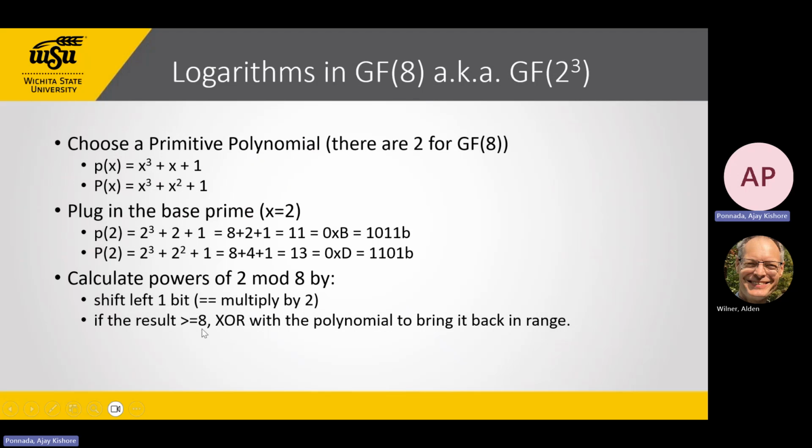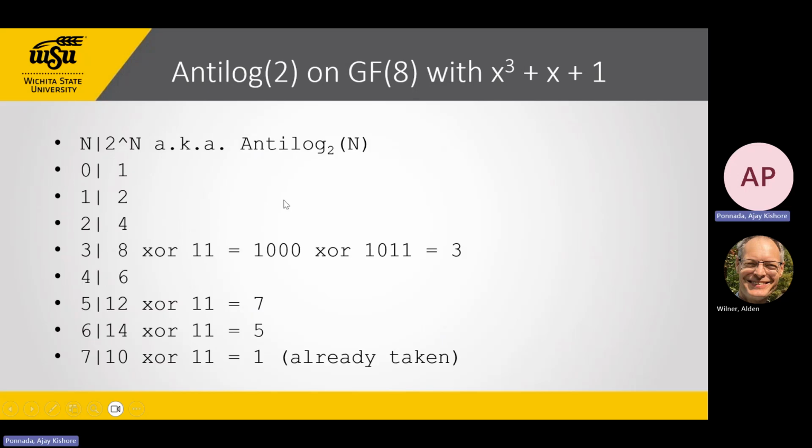If the result is greater than or equal to 8, because we're doing it for 8, we'll just mod it. We'll just XOR with the polynomial to bring it back in range. Okay, so we'll see an example. Let's use x cubed plus x plus 1. It's 11. So we're using this primitive polynomial to build the Galois field of 8. So now, antilog on Galois field 8, x cubed plus x plus 1. Plug in 2, we'll get 11, or B.